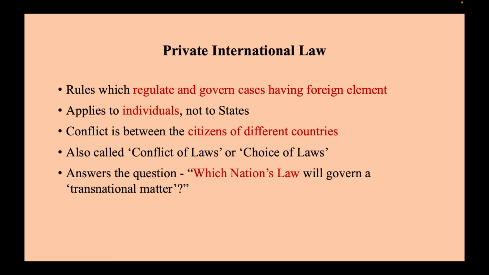Coming to the second class of international law, the private international law, it consists of rules governing cases having foreign element. It applies to individuals and not to states. Here, the conflict is not between different states but between citizens belonging to different states. Hence, it is also called conflict of laws or choice of laws because it concerns with the determination of which nation's law will govern a transnational matter.